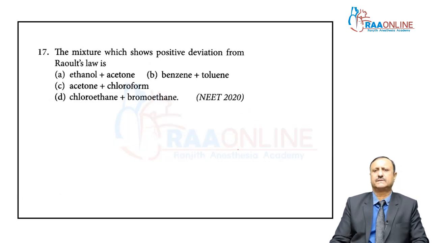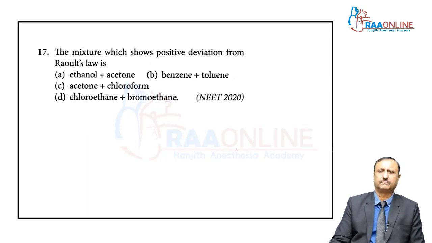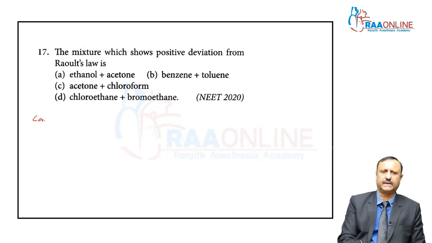Now, we can see here, this is a theoretical question. Question number 17, it was asked in the NEET 2020 exam. The mixture which shows positive deviation from Raoult's law. What is the concept, my dear students?